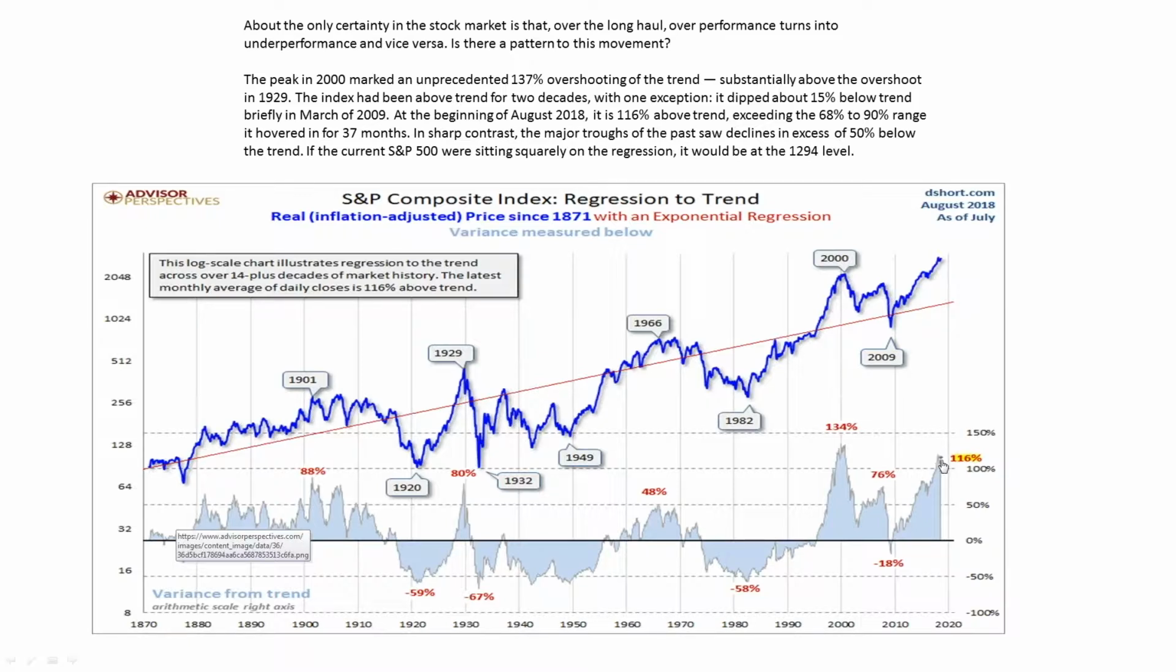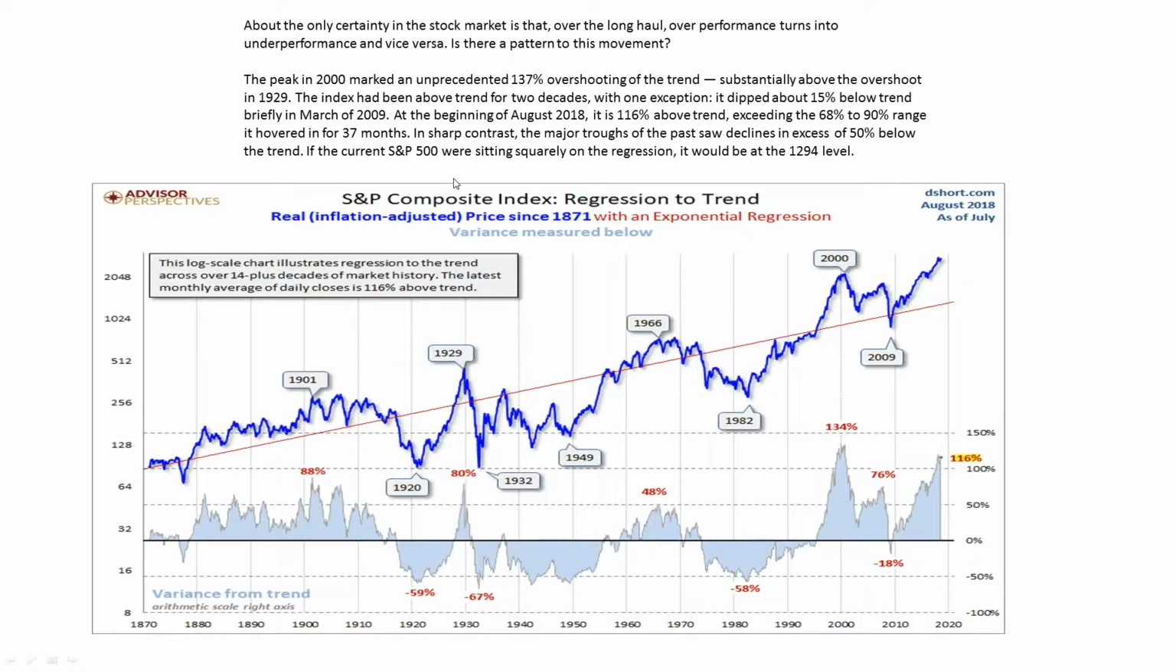So here we're sitting at about 116% above the trend line. If you look to the top of the page, the paragraph we've got written about the only certainty in the stock market is that over the long haul, overperformance turns into underperformance and vice versa. I can relate that to sports. A baseball player may hit way above their average and then they go into a slump and it just averages over time. Here's the mathematics that I want to share with you here.